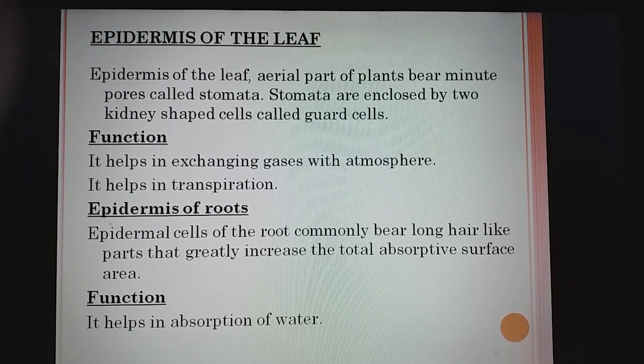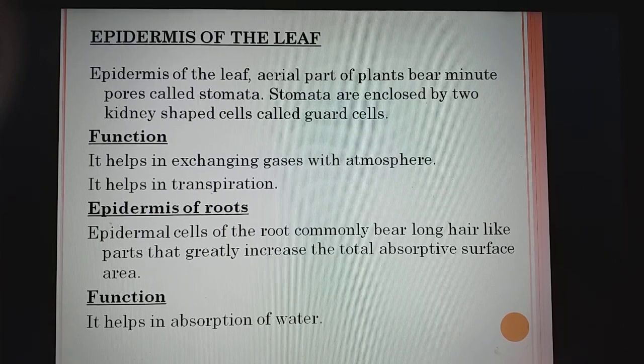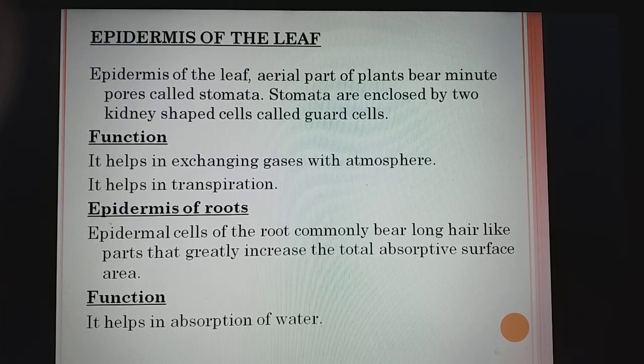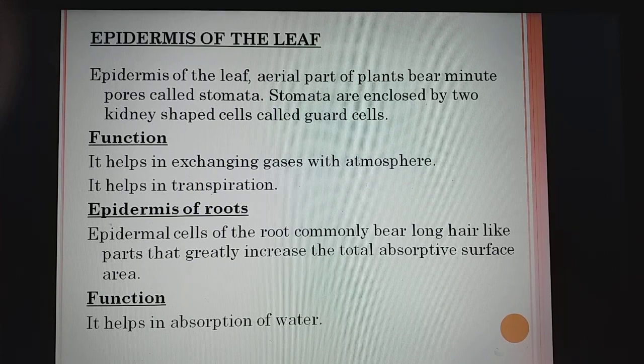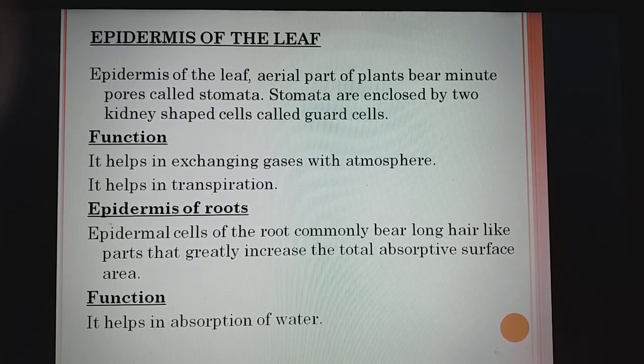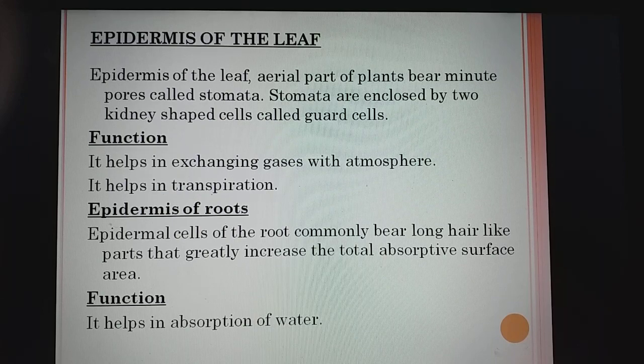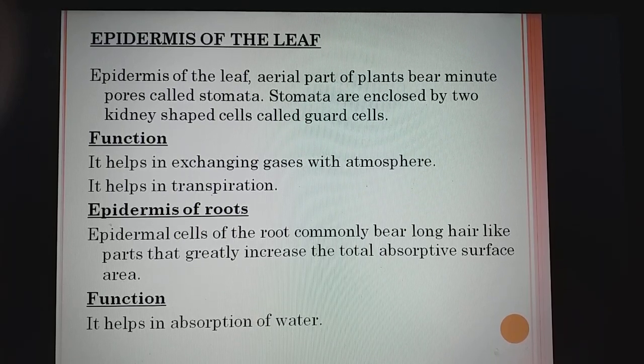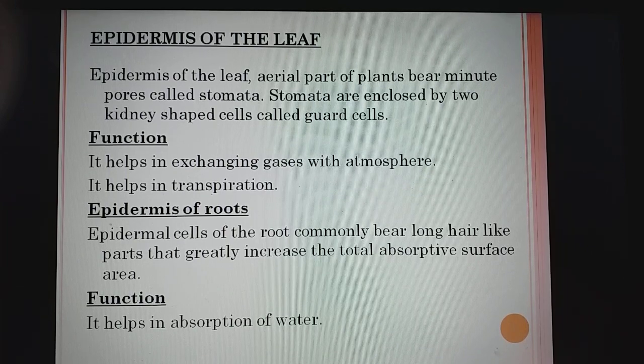These stomata are enclosed by two kidney-shaped cells, and these kidney-shaped cells are known as the guard cells. Now the function of the epidermis present on the leaf: this helps in exchanging gases with the atmosphere. It helps in transpiration. I think you might know transpiration. Transpiration is the process of loss of water from the plant body.